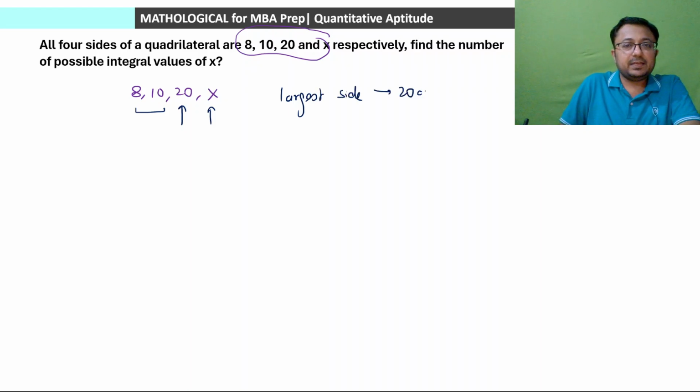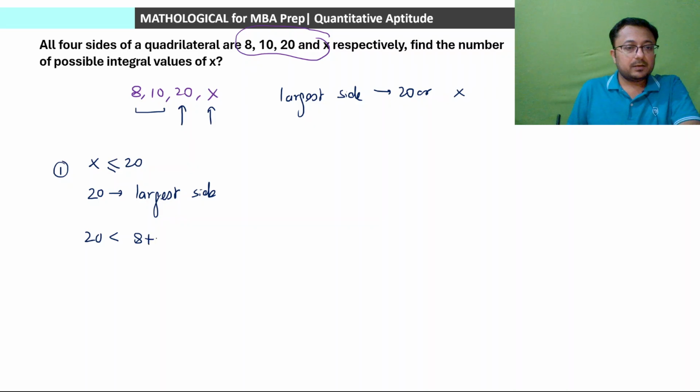इट कैन बी 20 और x. सो फर्स्ट केस व्हेन x इज लेस देन 20. सो इफ x इज लेस देन इक्वल टू 20, तो 20 इज द लार्जेस्ट साइड. So 20 should be less than 8 plus 10 plus x, and hence x should be greater than 2. So value of x should be greater than 2.